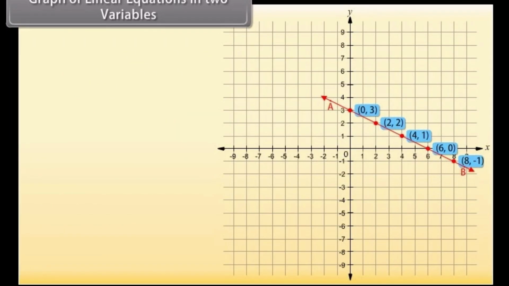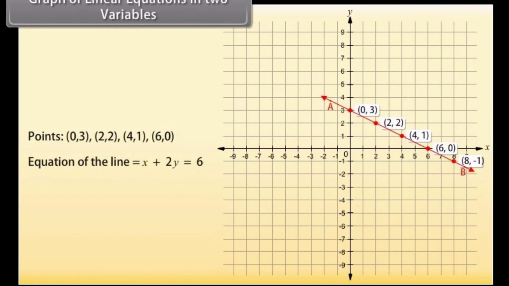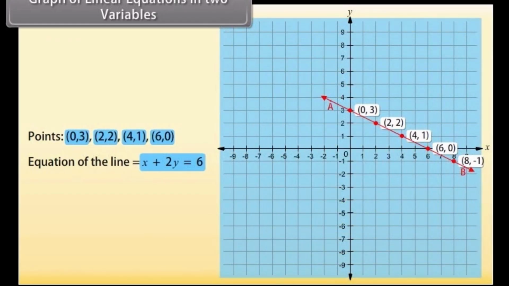So what have we observed in our previous screen? We have observed that every point whose coordinates satisfy the given equation lies on the line AB. Every point on the line AB gives a solution of the equation. So you can conclude that every point on the line satisfies the equation of the line, and every solution of the equation is a point on the line. This is called the graph of the linear equation. So to obtain the graph of a linear equation in two variables, it is enough to plot two points corresponding to two solutions and join them by a line.